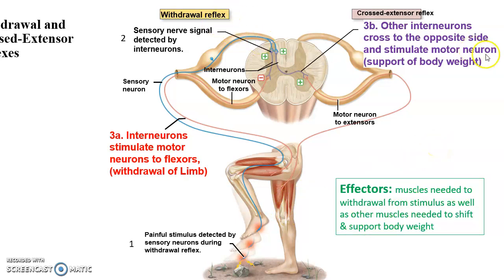So withdrawal reflex and crossed extensor reflex. Get away from the source of the injury and keep yourself from getting hurt by falling down. And that is it for chapter 14.